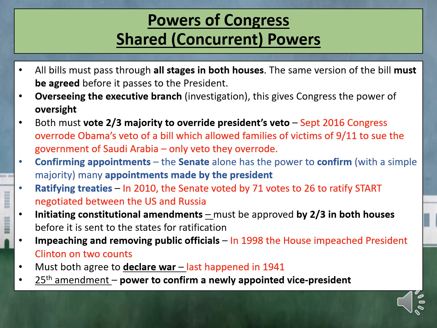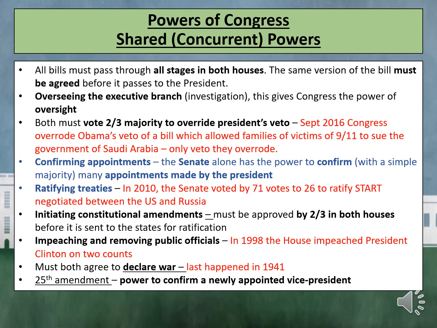Initiating constitutional amendments must also be approved by a two-thirds majority in both houses before it can be sent to the states for ratification. Another important power of Congress, under Article 2, Section 4, Congress has the power to impeach and remove from office public officials. This is a two-stage process, and each house performs one of the stages. The House of Representatives has the sole power of impeachment.